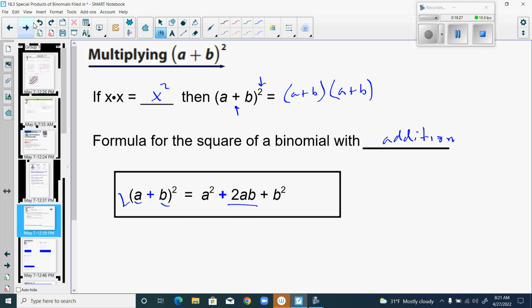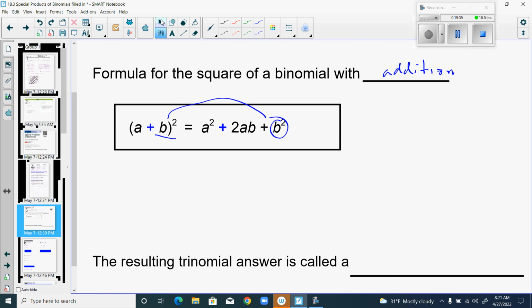Okay? Something that's nice to know but not necessarily required of you is that the result is a trinomial called a perfect square trinomial. That name comes from the fact that we took a binomial and squared it. The result is called a perfect square trinomial. All right? So that's our pattern.